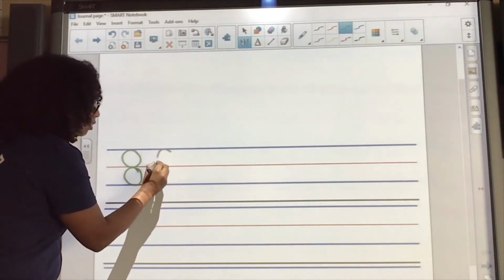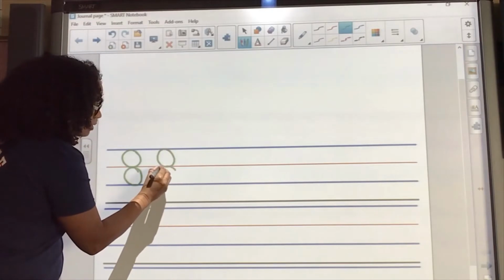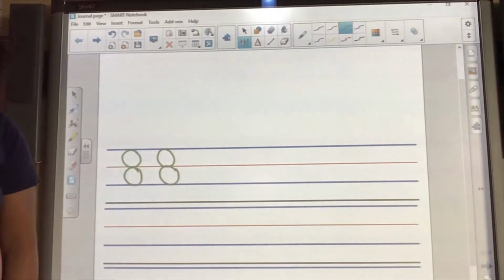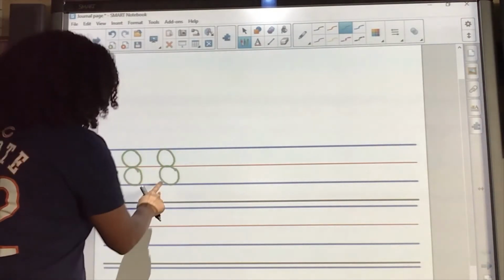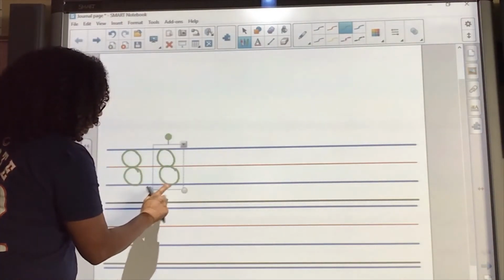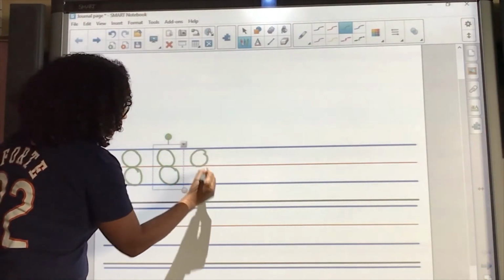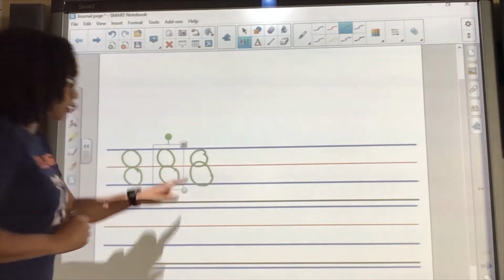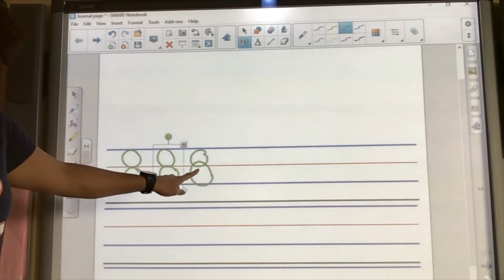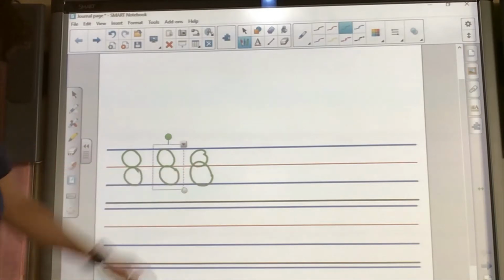So an O on top and an O on bottom. Just touching. These should not be overlapping. So you don't want it to look like this. There should not be a space in between your top and your bottom of your 8.